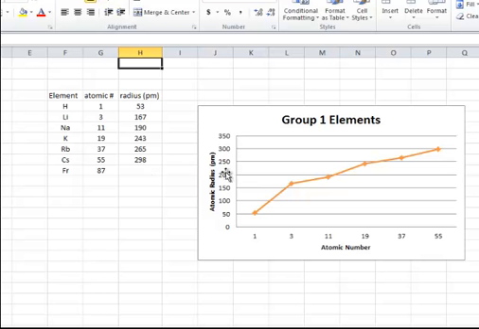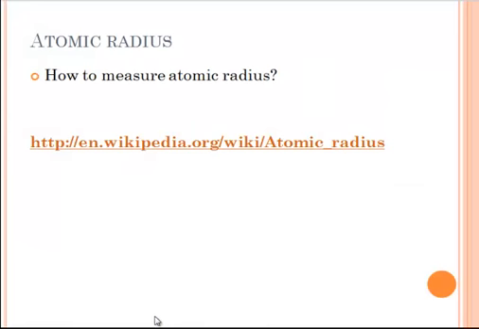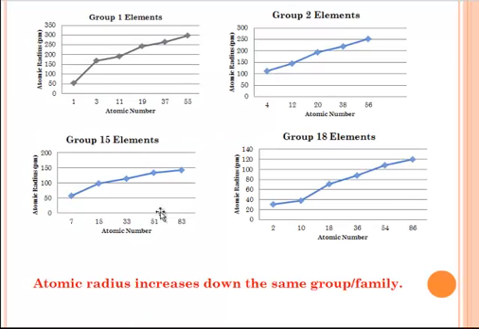Now we're plotting the atomic radius in picometers against the atomic number. This one, number 1, is hydrogen, this one is lithium, this one sodium, potassium, rubidium, cesium. Now you can see the trend is increasing. We can use the same approach, get the data, and plot the other groups. For the group 2 elements, we have the same trend. Group 15 elements, same trend. Group 18 elements, same trend.